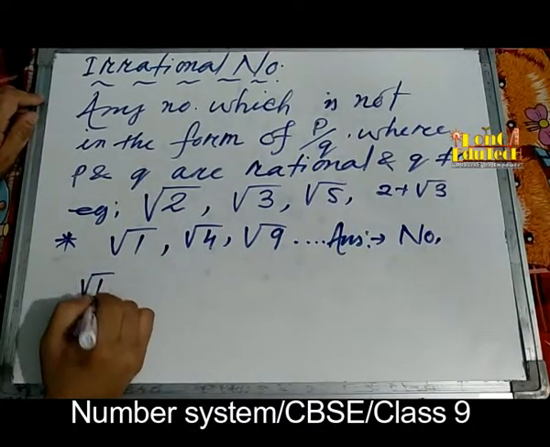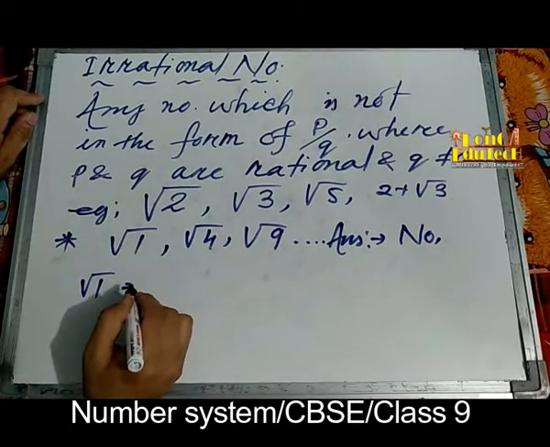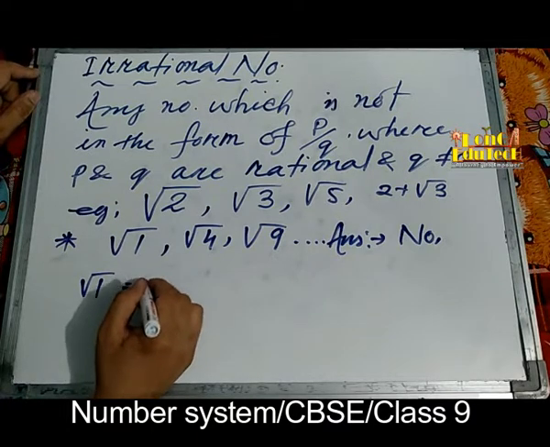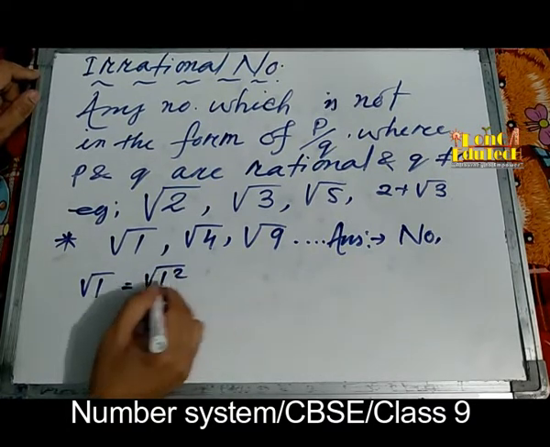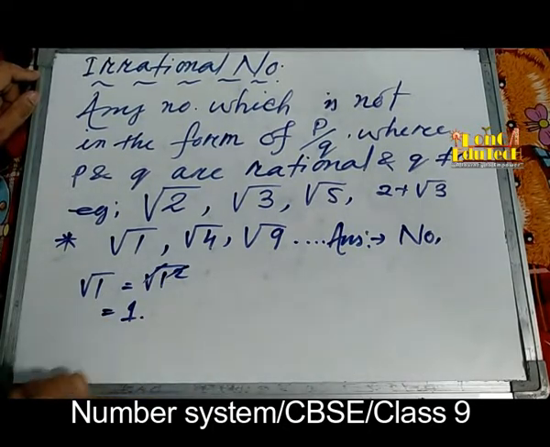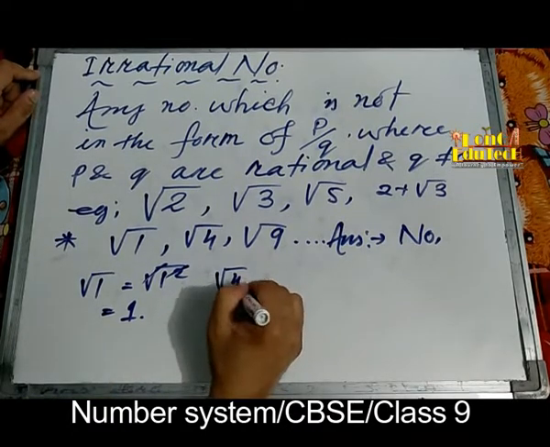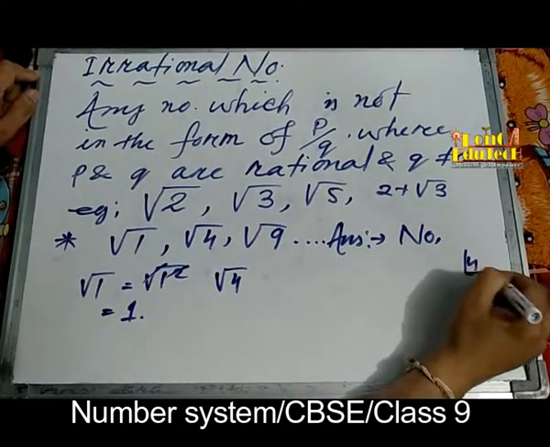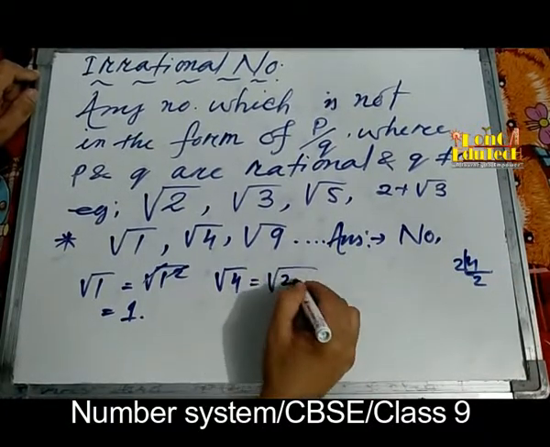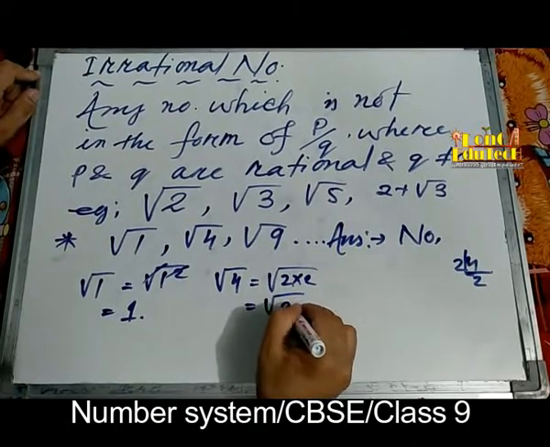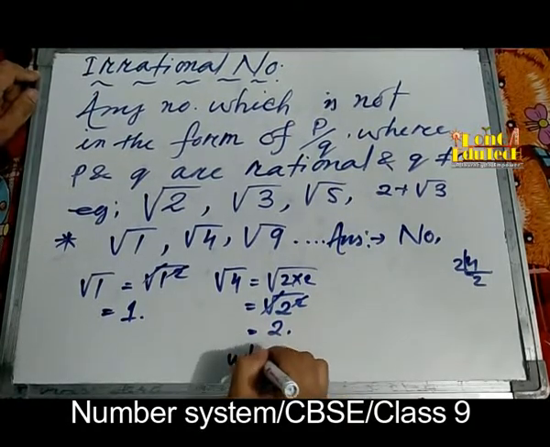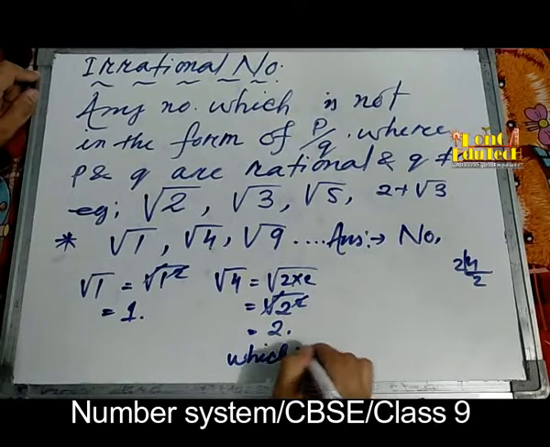Because root over 1, we can take any square or any power of 1, and it will be 1, right? So we can take 1 square, it cancels out and it comes to 1, which is rational. And also root over 4. Yes, we know 4 is divisible, so root over 2 into 2, that is 2 square. Squares cancel and we get 2, which is rational.